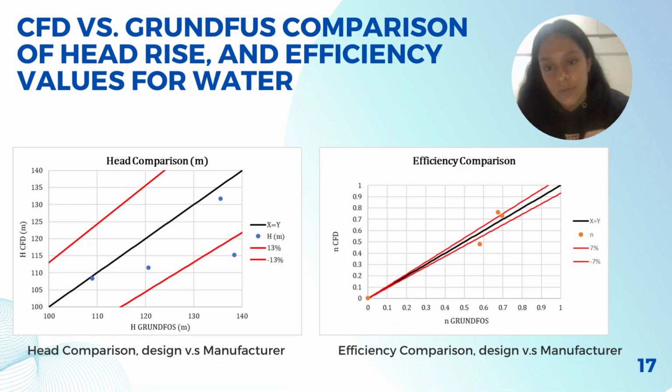Here you can see that 3 of the 4 points of head are contained within the error zone of 13% that was calculated with the RMSE of the heads. And in the efficiency comparison, we can see that although all the data points are not contained in the error zone, we have a really, really low error of 7% that was also calculated with the RMSE of the efficiency. This means that our data is really similar to the manufacturer one.